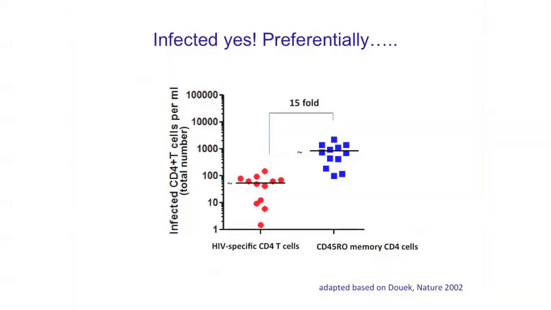You can plot the same data in a different way, just looking at the total number of infected cells per ml, and you see that the bulk of the infected population is within the memory compartment. By the way, a compartment that also comprises HIV-specific CD4 cells. So the majority of the infected cells are lying within the memory compartment and not necessarily within the HIV-specific CD4 cells.